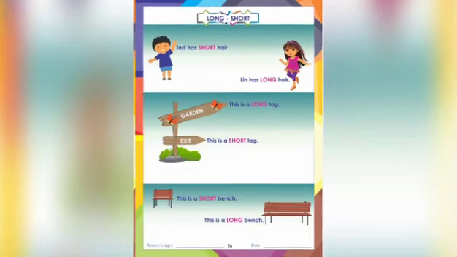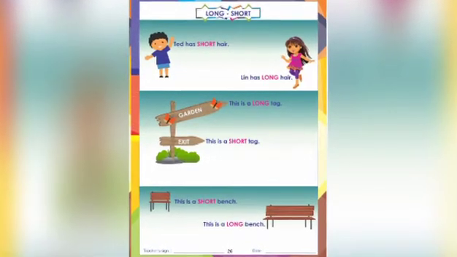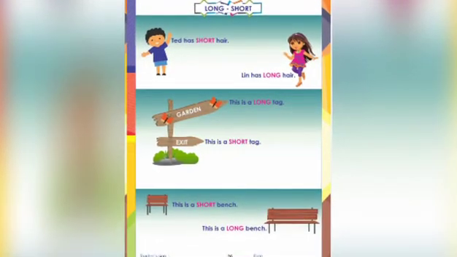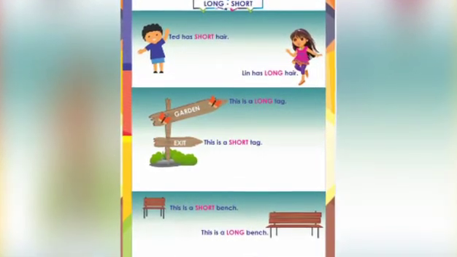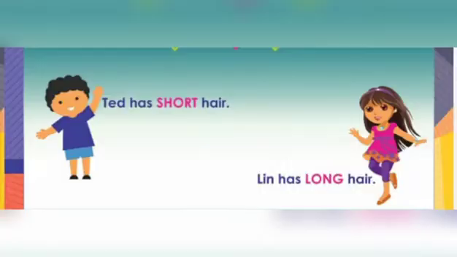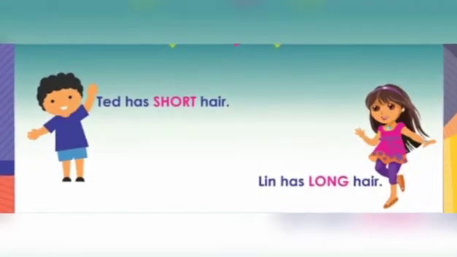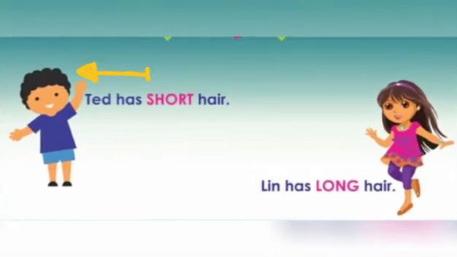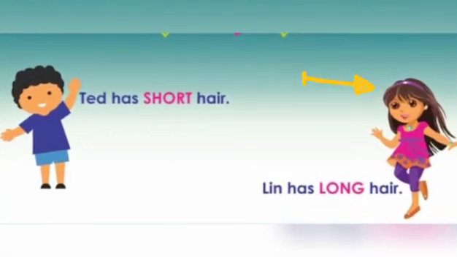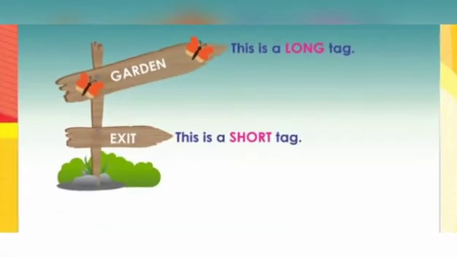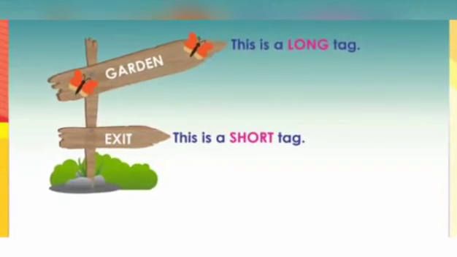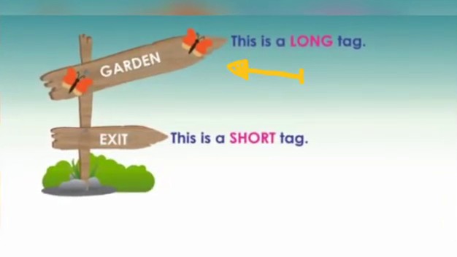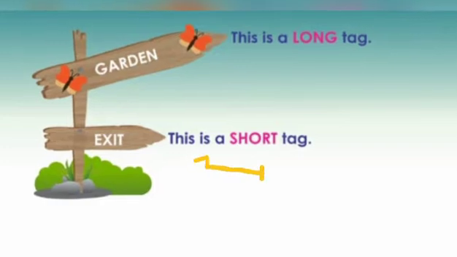Now we will learn this concept from our workbook page. This is our workbook page. Now let us understand the concept of long and short from this page. Here you can see one boy and one girl. Boy has short hair and girl has long hair. Here you can see two different tags. This is a long tag and this is a short tag.